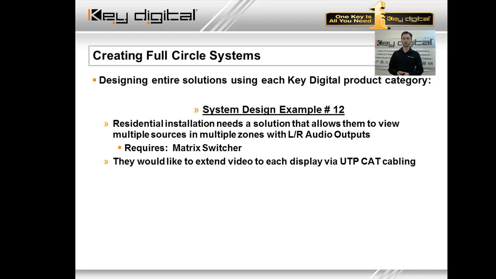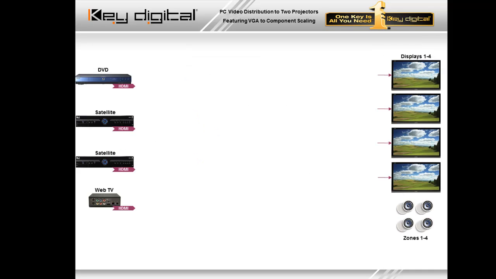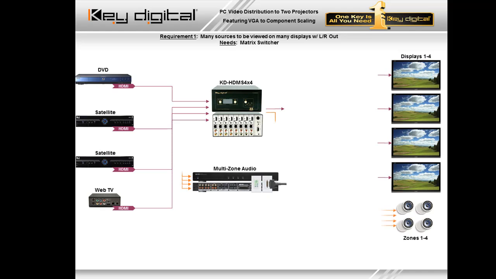And so this looks like a scenario where you don't really have the option to upgrade the cat cabling to Cat 6 shielded. Nonetheless, it will require a Balun device. Let's go ahead and take a look here. We got 4 zones of audio, which is the reason why we need that left-right analog audio output. We got our 4 displays and our 4 video sources, 4 sources with HDMI out and 4 displays with HDMI in. To fulfill requirement number 1, many sources to many displays, HDMS 4x4 is ideal.